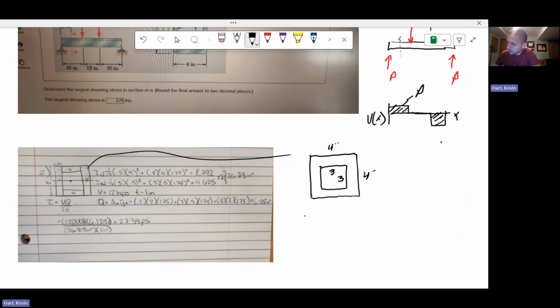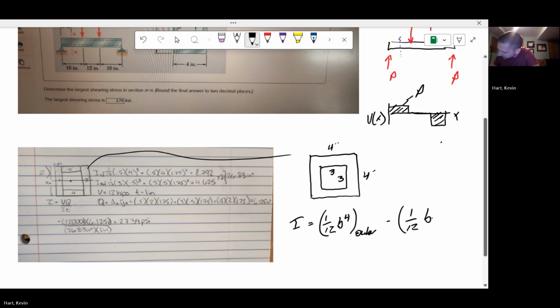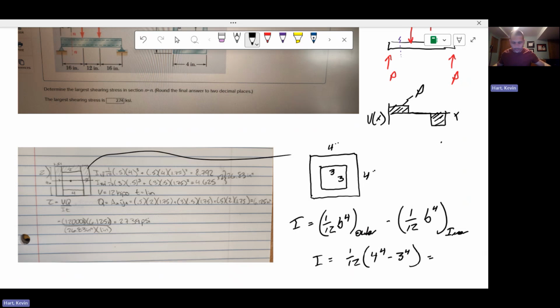So one quick way to calculate area moment of inertia here is just 1/12 bh cubed, but this is a square. So we have b to the fourth of the outer object minus 1/12 b to the fourth of the inner object. Okay, so you'll have 1/12 times the outer, 4 to the fourth, minus the inner, 3 to the fourth. I don't know what this is. I didn't punch this in beforehand, but 14.58.